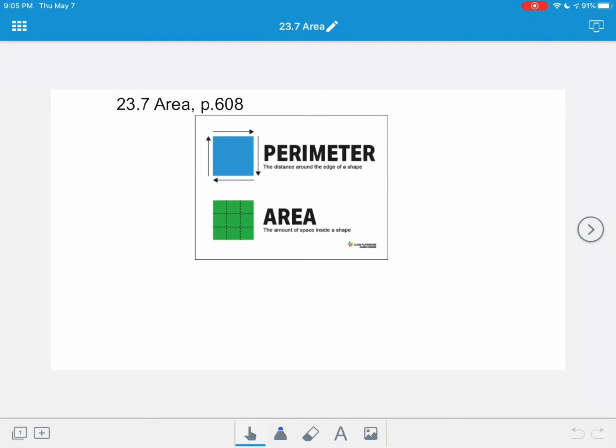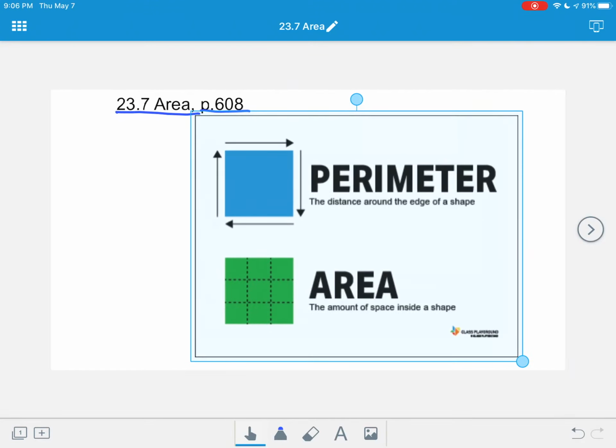Hi, fourth grade. We're going to continue in our math lessons this week with Chapter 23, Lesson 7 on area. You can open up your textbooks to page 608 and get your journals labeled with 23.7 area. As a reminder, we are going to be working with both perimeter and area in this chapter. The two go hand in hand, but they're very different things, so it's important that you understand the difference.